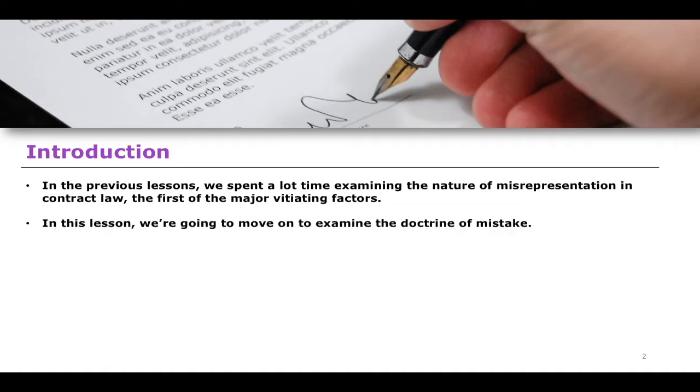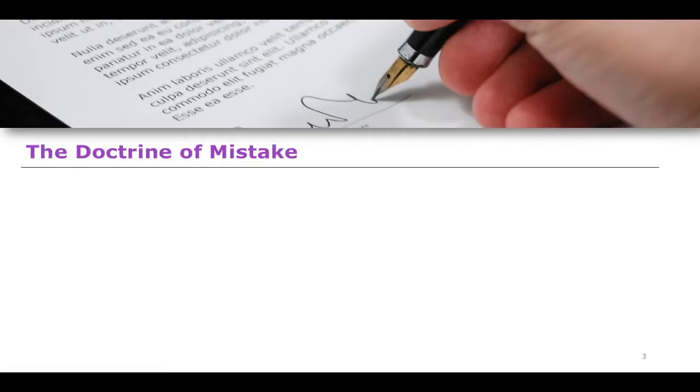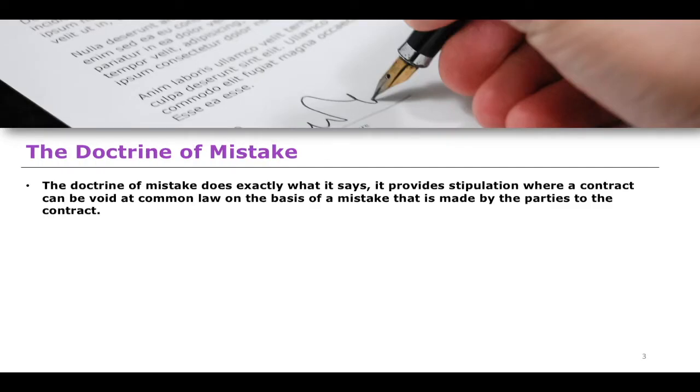This lesson is, like I said, going to speak about the doctrine of mistake within the law of contracts, another major element of doctrine that we need to explore in more detail. So, the doctrine of mistake does exactly what it says. It provides a stipulation that where a contract is essentially done on the basis of a mistake, that contract can be made void, or at least voidable, by the parties to the contract.